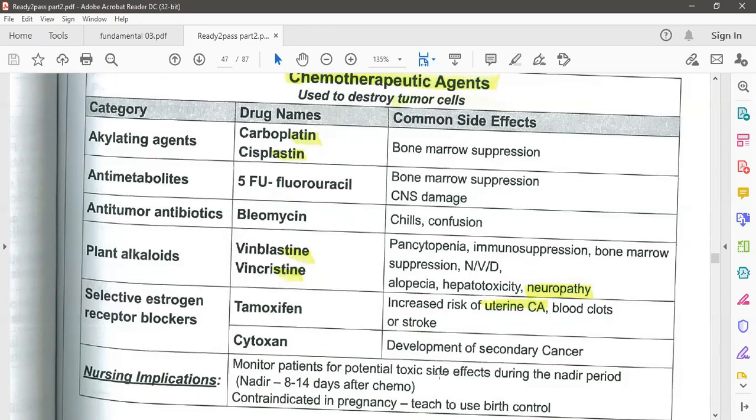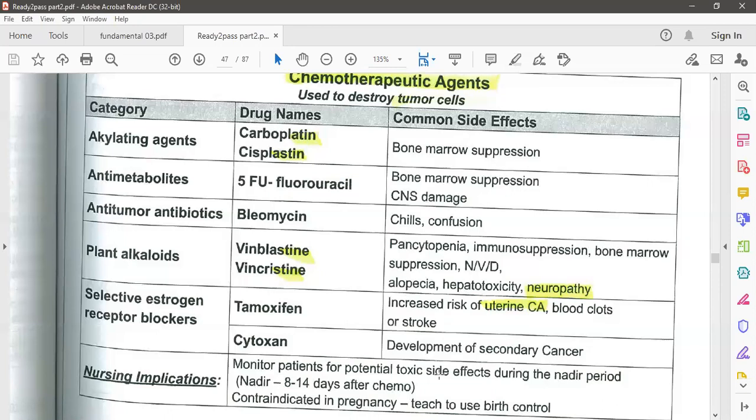So if your patient has to take antineoplastic medication, we could monitor all of the side effects, right? Side effects during the nadir period, and nadir period means 8 to 14 days after chemotherapy. Especially in some conditions, the chemotherapeutics are contraindicated. One is pregnancy. So if the patient is pregnant, definitely it is a contraindication for them.